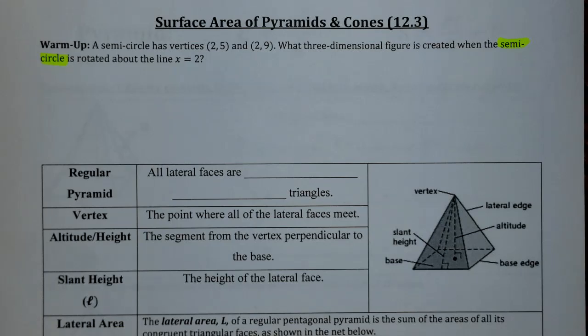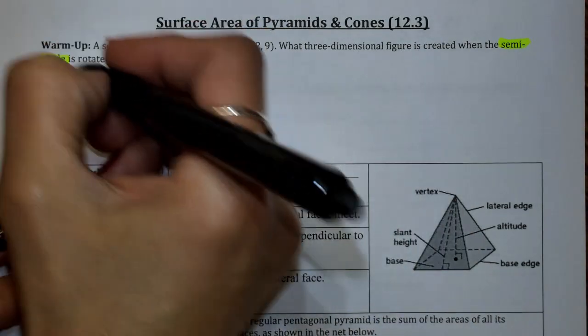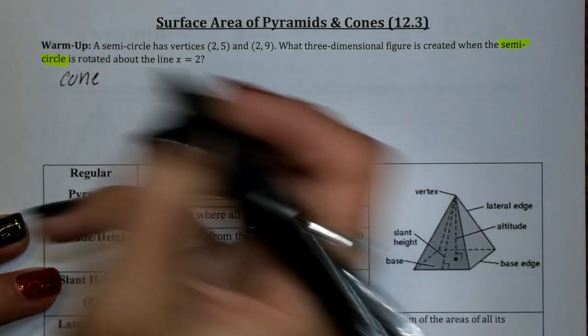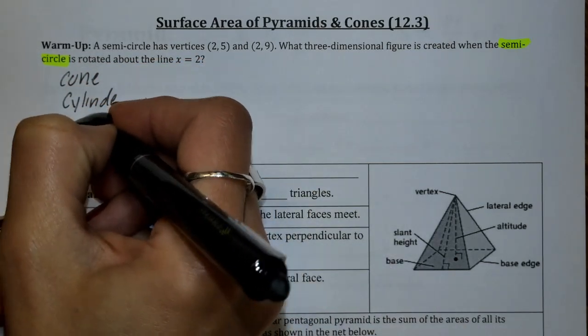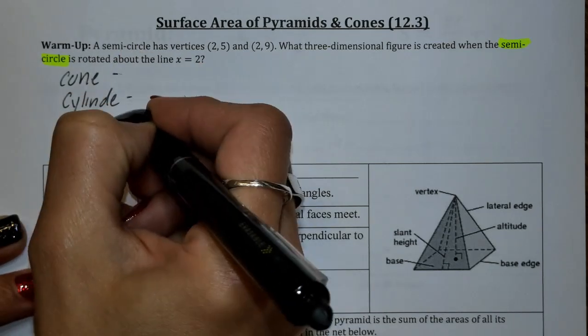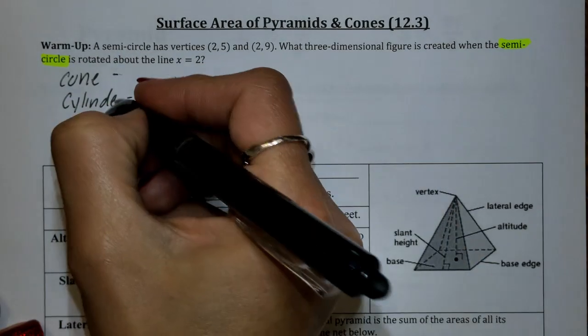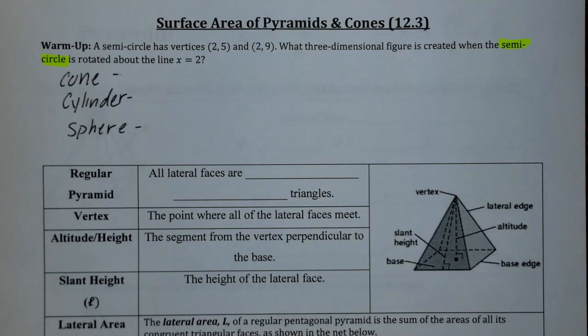Now, it being rotated is just asking you what three-dimensional figure. It doesn't matter, honestly, what the vertices are at, nor what line it's rotated around. A good thing to do with this is to remember what two-dimensional figures will create what three-dimensional figures. The three-dimensional figures that we will talk about here are the cone, the cylinder, and the sphere. The reason it's just these is because these are our three-dimensional figures that are circular.